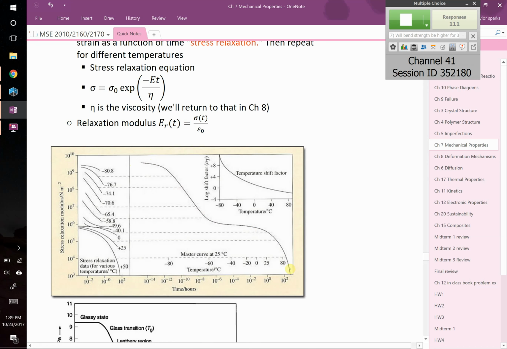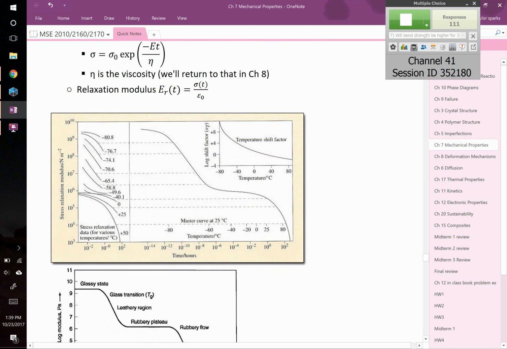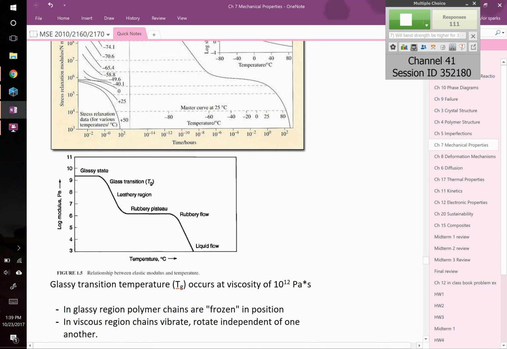At long periods of time, it starts to look like it's going to flow. So this is the glassy transition curve. Let's show it against temperature, it's a little bit better. The glassy transition curve, so this might be your modulus, right? At higher temperatures, it's going to start to look like a liquid, and at lower temperatures, it's going to look like a glass. And there's this region in between where it goes through what's called the rubbery plateau. So this temperature right here, where it starts to transition, that is called the glassy transition temperature.